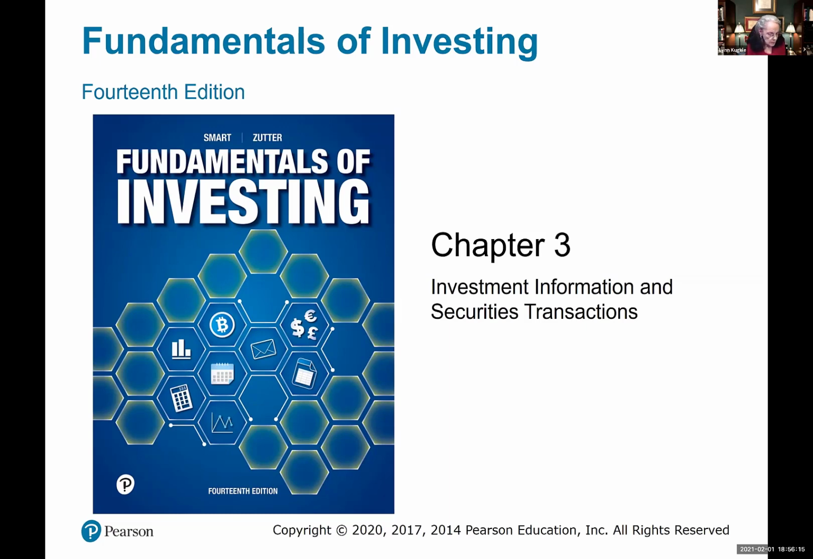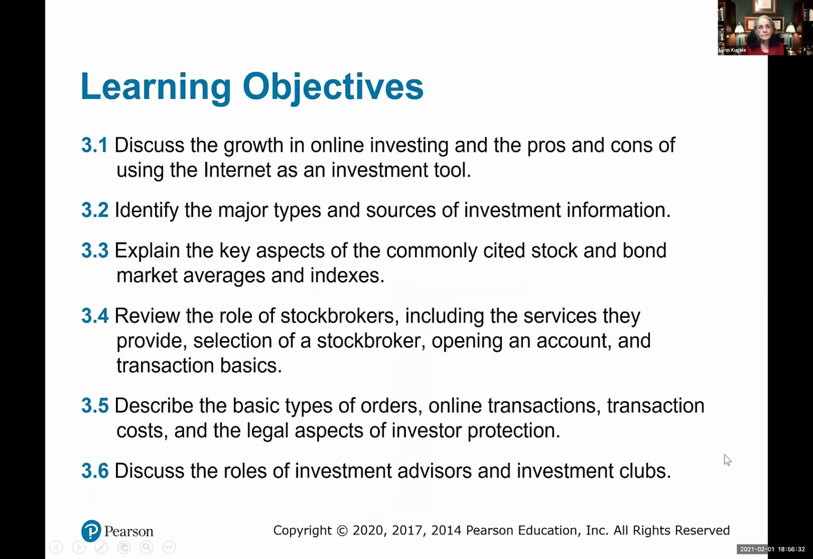Okay, look at what I'm doing here. This chapter is on information and securities transactions. So I'm thinking that for your project, this is going to give you some ideas of where to get stuff, where to get information. As with every chapter, there's our learning objectives. We're going to talk about online investing, sources of information, stock and bond averages, the role of stockbrokers, and different types of orders.